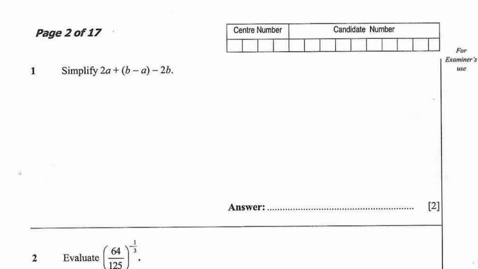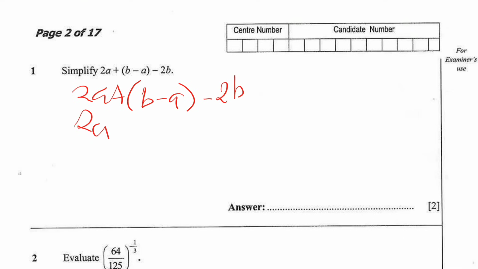The first one is saying simplify 2a plus open bracket b minus a close bracket negative 2b. What you need to do here is expand. So you have 2a, positive times b will be just positive b, positive times negative a will be just negative a. Then this one will just come the way it is, negative 2b.